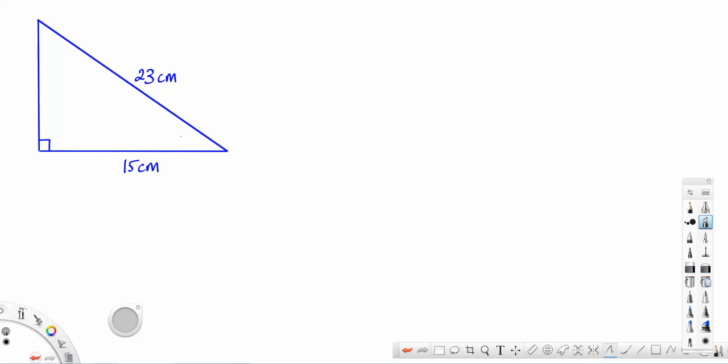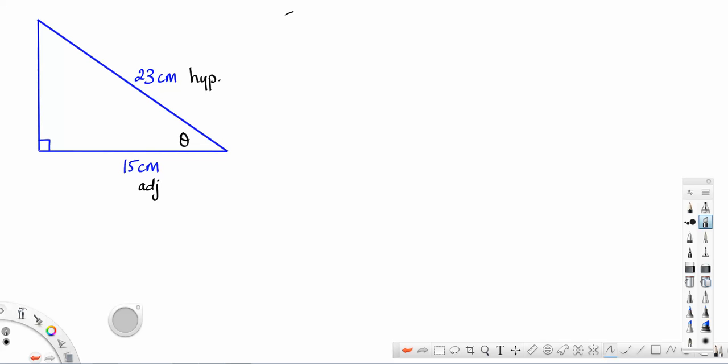Well, the angle that I was after was this one here, so I'm going to call that theta. This side, the 15 centimeter side, would be its adjacent side, and the 23 centimeters, that's the hypotenuse. And because I'm dealing with the adjacent side and the hypotenuse, that's going to be cos that I'm going to use.